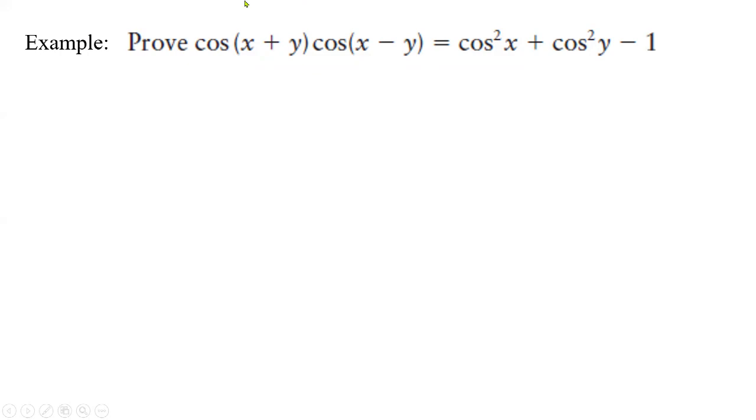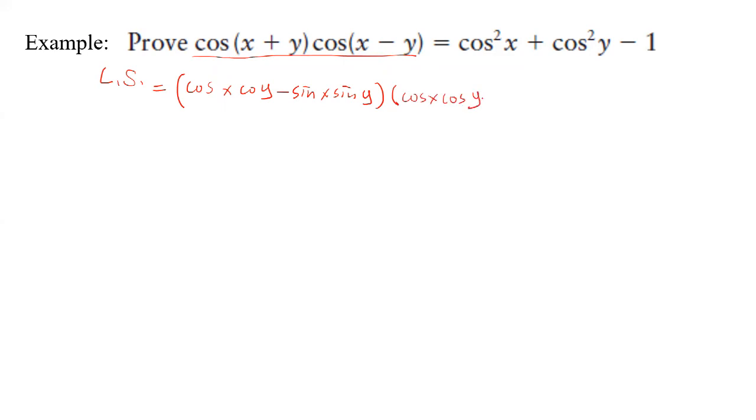All right, have you finished? Okay, let's have a look at how we prove this. So in order to prove an identity, usually we start from the more complex side, right? So this time let's start from the left side. Left side, we can just expand it using the compound angle formula, right? So cosine x plus y is cosine x cosine y minus sine x sine y, right? And then cosine x minus y is cosine x cosine y plus sine x sine y, right?